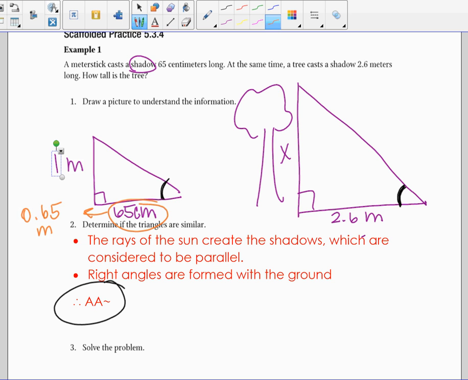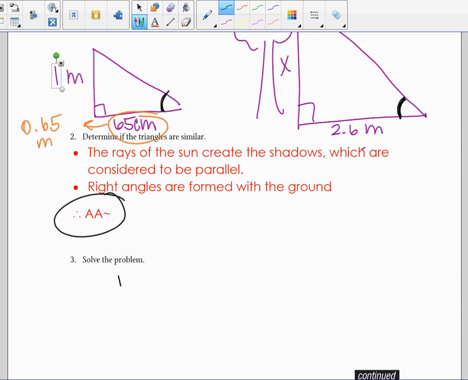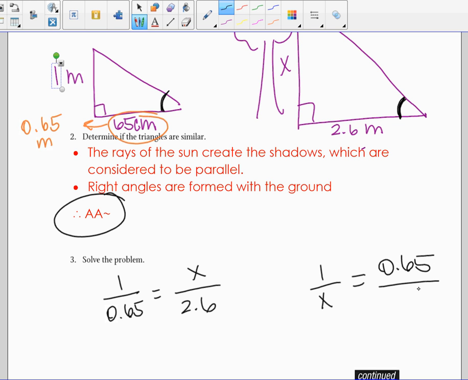Okay, so because we have 100 centimeters for every 1 meter, so that's just converting it all to the same unit. So now we can say, okay, well, to solve the problem, we can do 1 meter over 0.65 equals x over 2.6. So you can set it up that way, or remember, you can also do 1 over x and do vertical over vertical, vertical over vertical equals horizontal over horizontal.